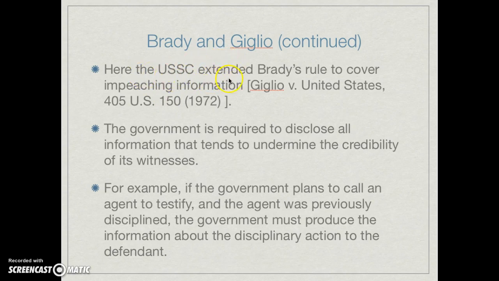Here, the United States Supreme Court extended Brady's rule to cover impeaching information. The government is required to disclose all information that tends to undermine the credibility of its witnesses. For example, if the government plans to call an agent to testify and the agent was previously disciplined, the government must produce the information about the disciplinary action to the defendant, especially if the actions of an agent go towards one's credibility.